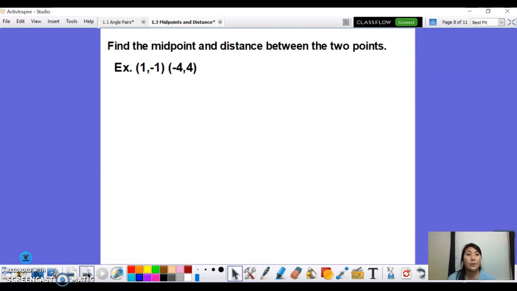So now, I believe this is our last slide. We want to find the midpoint and the distance between the 2 points, okay? So we have points (1, -1) and (-4, 4). I'm going to actually go ahead and pause the video right now because I want you to have time to work this out on your own, see how you feel about it. I will show the solution of both on here, but I want you to work it out first. So I'm going to go ahead and pause this video for about 5 seconds, and then the solution will come up.